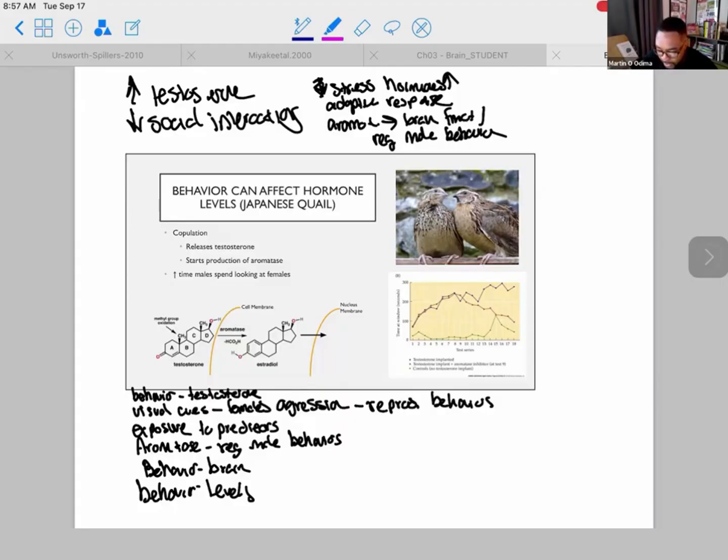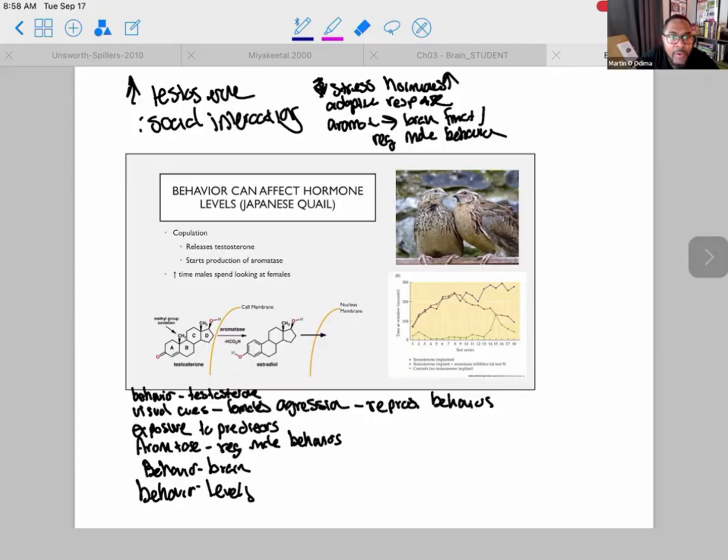When they're paired with each other, a male and a female, it starts production of aromatase. The more time that a male spends looking at females, the more production of aromatase increases. Some of those chemicals also involve testosterone. Some of the behaviors that could be influenced by these chemicals would be aggression and reproductive behaviors. Exposure to predators will also influence this production. Production of testosterone and aromatase might go down if there is more exposure to predators. Some other things that were found were that testosterone increased with more social interactions.